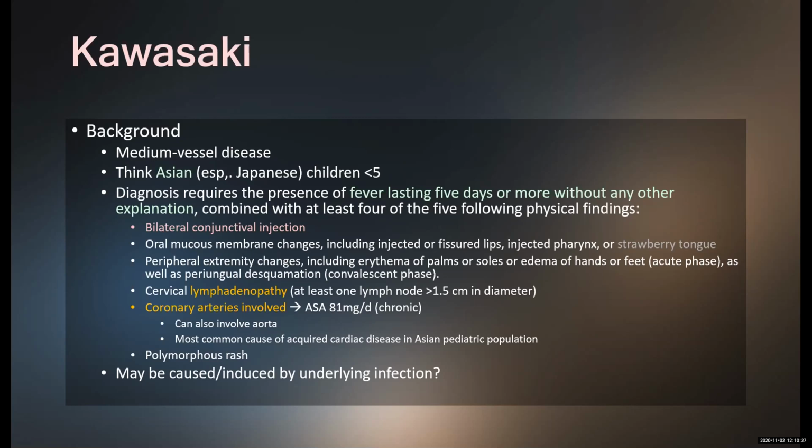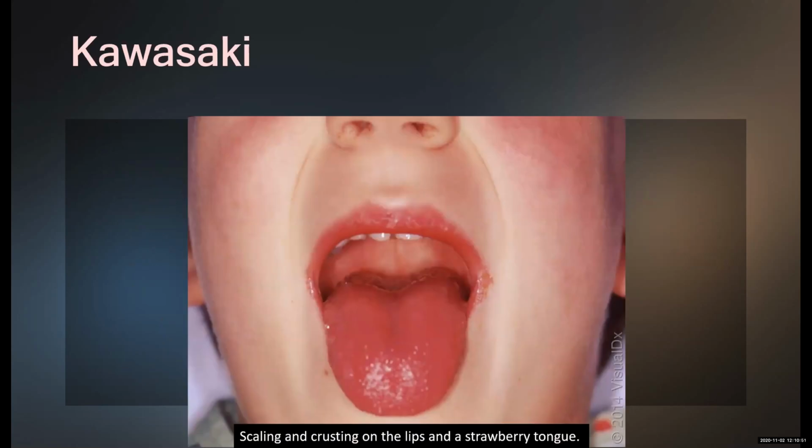We don't know if it's caused or induced by underlying infection. So if they had an upper respiratory infection that eventually led to this, kind of like our rheumatic fever type patients that didn't have treatment, that's really up in the air, and it's controversial about whether or not it is. But for now, we really don't know what causes it. Just know about that association with the conjunctival injection, as well as the strawberry tongue, which is shown here.